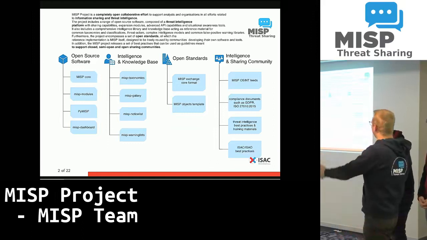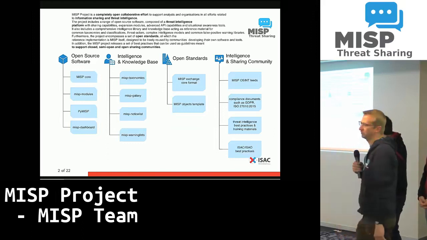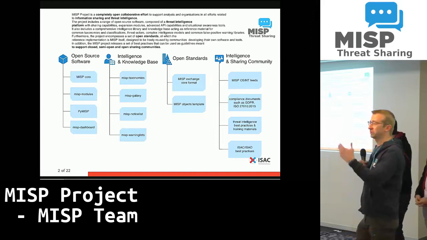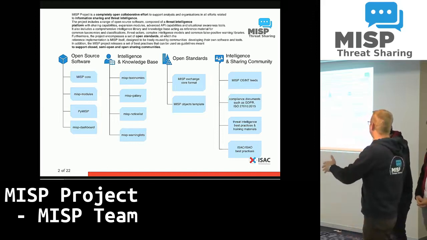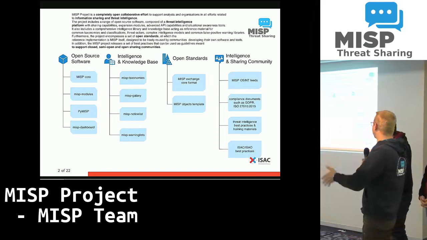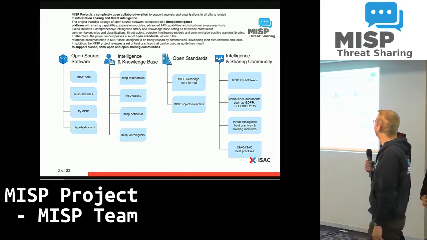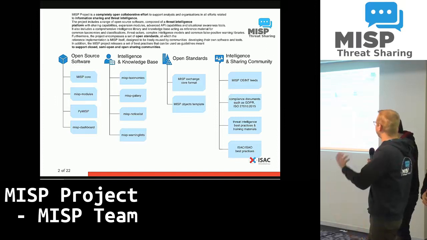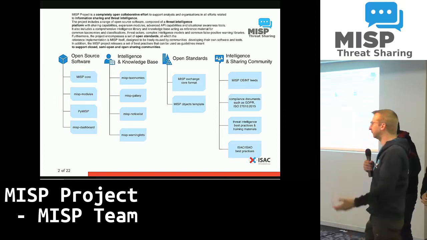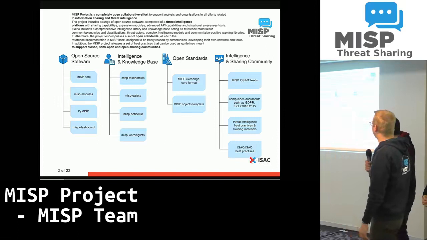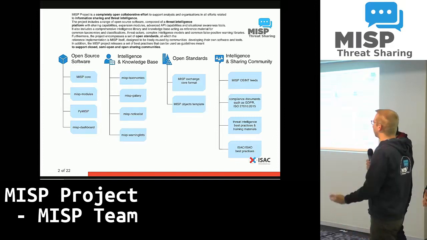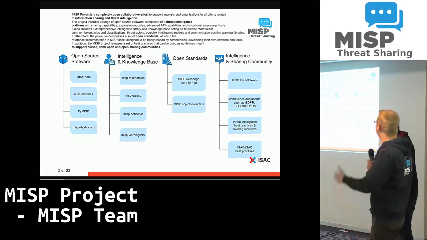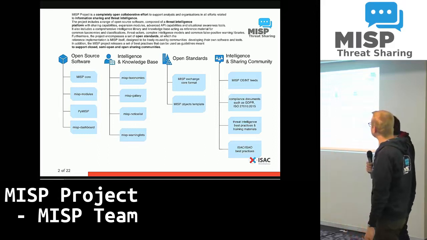Then on top of it, and this thing was basically growing over time, there is all the knowledge and intelligence database that we have nowadays, including warning lists, for example, for detecting false positives. We have lists of taxonomies, lists of galaxies, notice lists. So basically, that's part of the project. It's really part of the core project itself, but it's not software as such. It's basically a knowledge database that you can reuse. Initially it was just for us, but nowadays we have seen a lot of software using it. And in the past year, we did a lot of work and investment in that part.